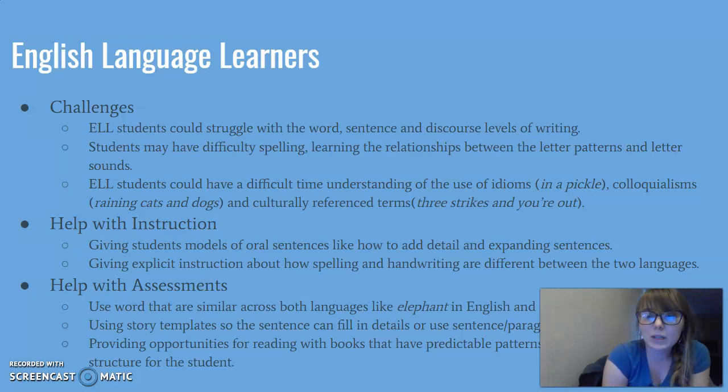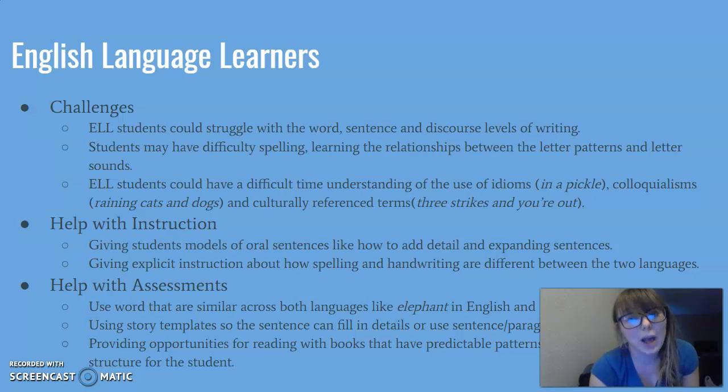I then wanted to discuss English language learners because we do have several in our class. So when teaching writing, of course, there are some challenges for English language learners. They may struggle with words, sentences, and discourse levels of writing. Students may have difficulty spelling, learning the relationship between letter patterns and letter sounds. They may also have a difficult time understanding the use of idioms and other reference terms.